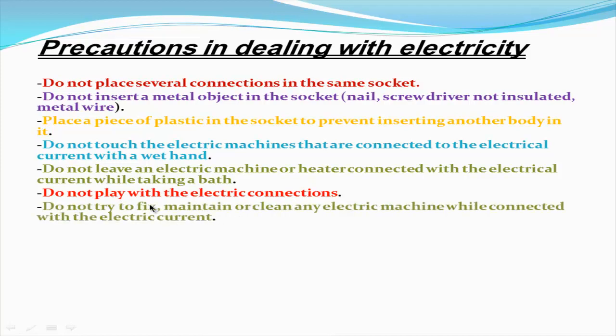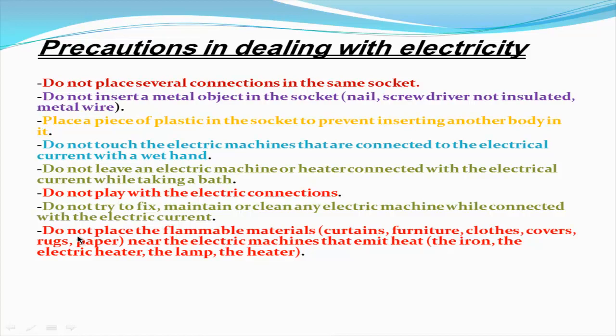Don't try to fix, maintain, or clean any electric machine while connected with the electric current. Don't place flammable materials like curtains, furniture, clothes, covers, rugs, and paper near electric machines that emit or generate heat, such as an electric iron, electric heater, lamp, and heater.